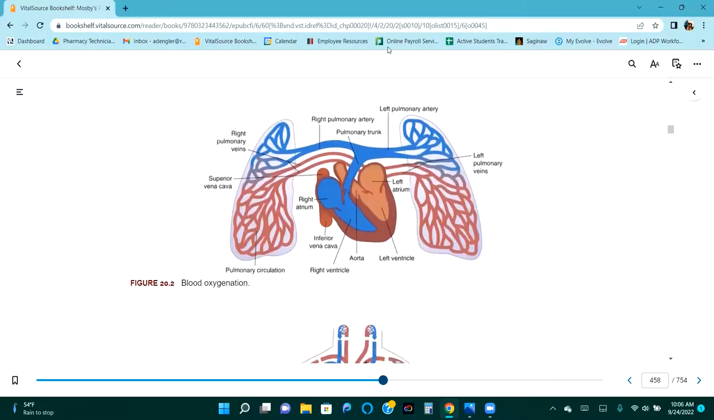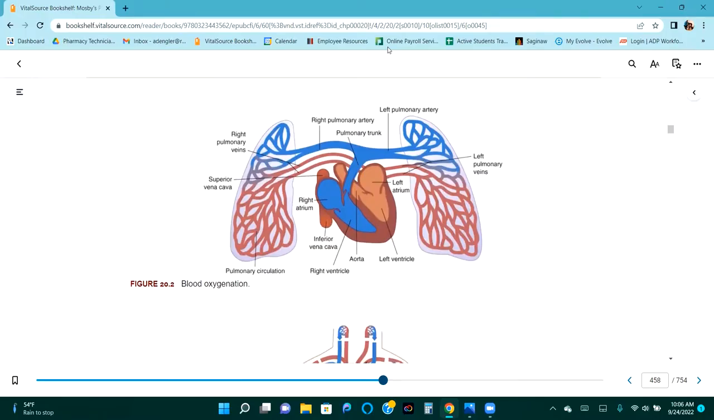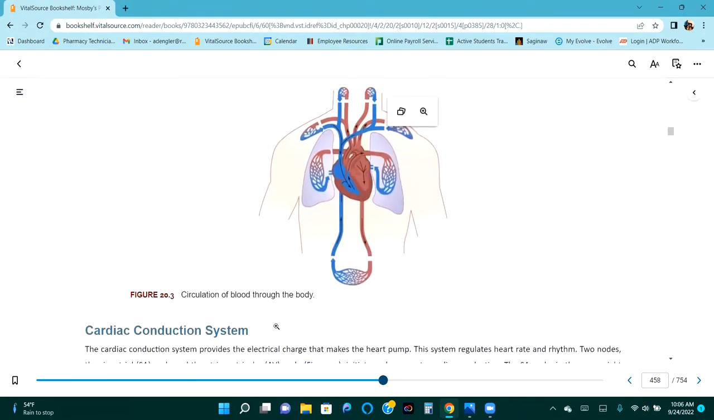Figure 20.2 depicts blood oxygenation. So you can kind of see how it works throughout the lungs. And figure 20.3 shows circulation of blood through the body.